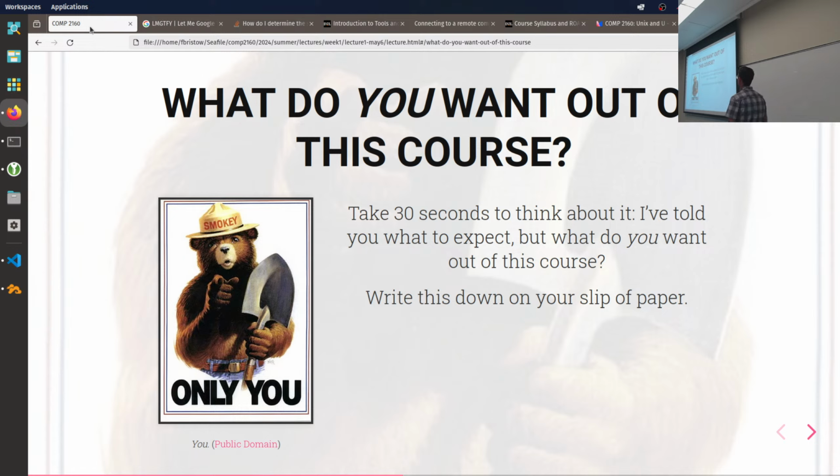What I would like you to do right now is take just about 30 seconds to think about this. What do you want to get out of this course? Don't write your name on this strip of paper. If you don't have a strip of paper, stick your hand up and I will come to you. If you don't have a pen or a pencil, also stick your hand up and I will try to come to you.